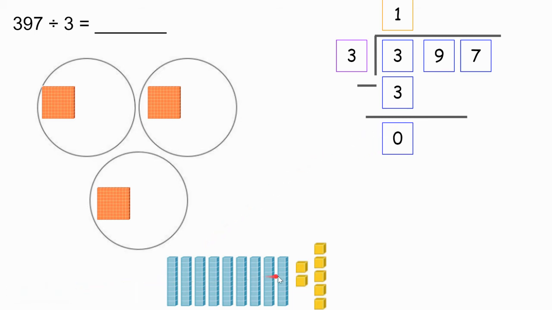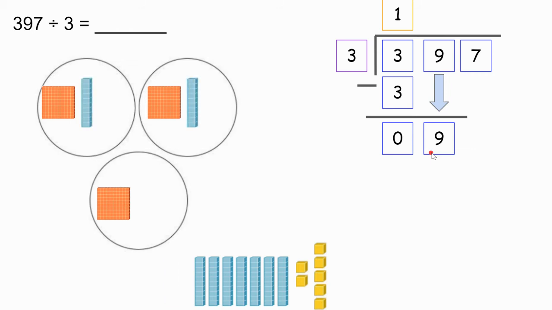Now let's move on to the rods. We can see there are 9 rods here because there's a 9 in the tens place. We can represent that here by bringing down the next digit, which is the 9. So we're going to be sharing 9 rods or 9 tens. So let's go ahead and share 9 rods evenly between the 3 groups.